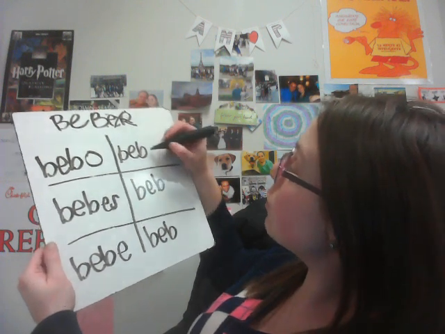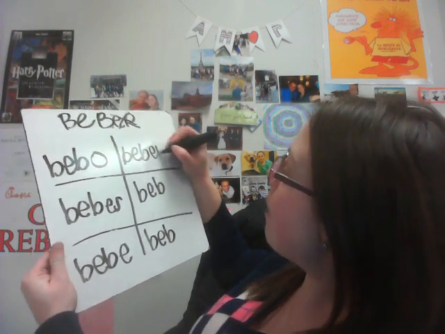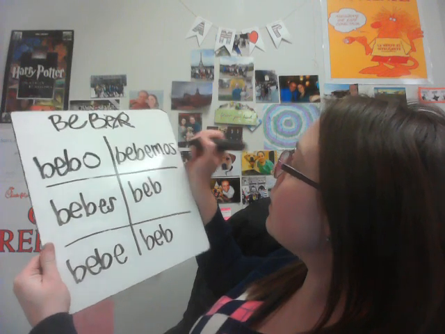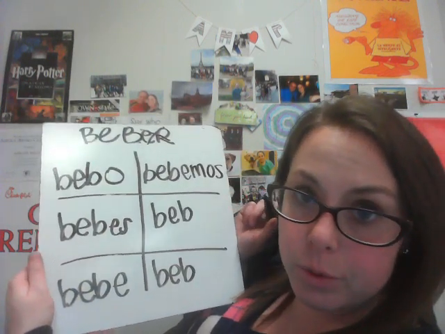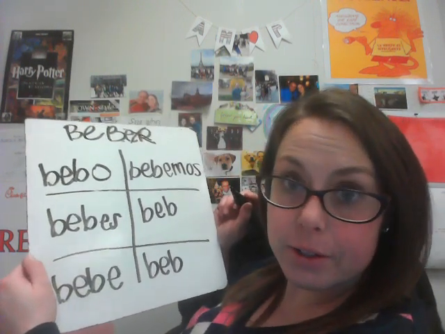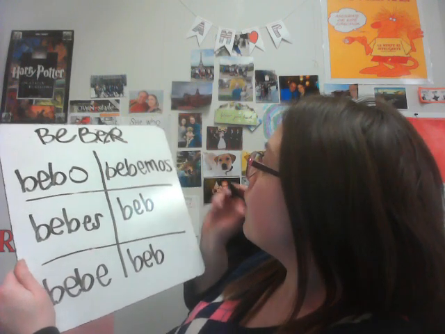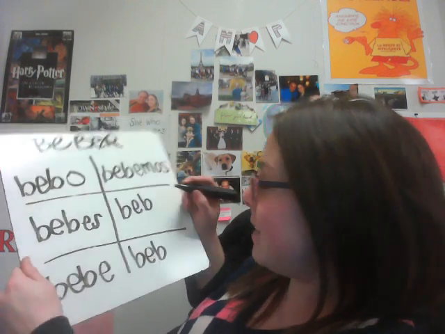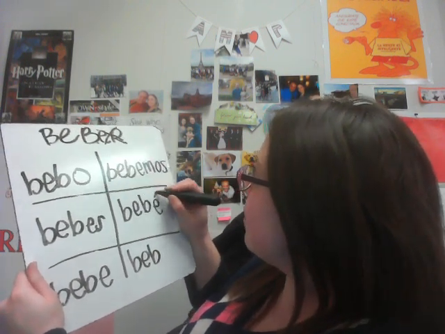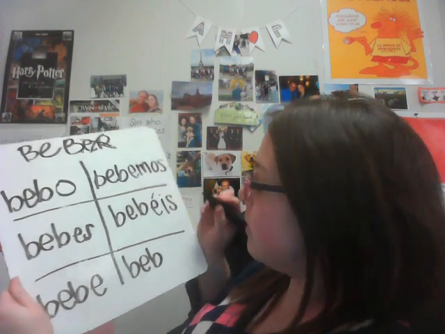My nosotros form is emos. So for we drink, it would be bebemos. You could say bebemos un refresco en el almuerzo. The vosotros form, instead of áis, is going to be éis, E with an accent, is.